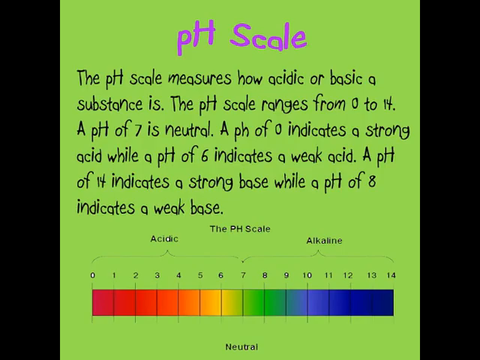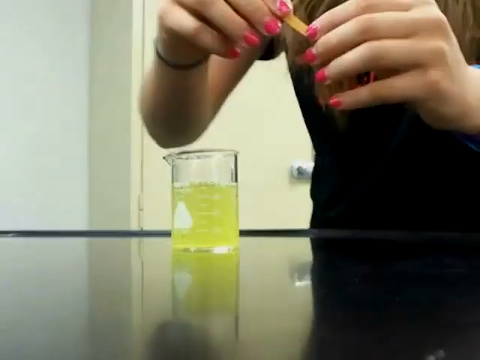pH scale. The pH scale measures how acidic or basic a substance is. The pH scale ranges from 0 to 14. A pH of 7 is neutral. A pH of 0 indicates a strong acid, while a pH of 6 indicates a weak acid. A pH of 14 indicates a strong base, while a pH of 8 indicates a weak base.